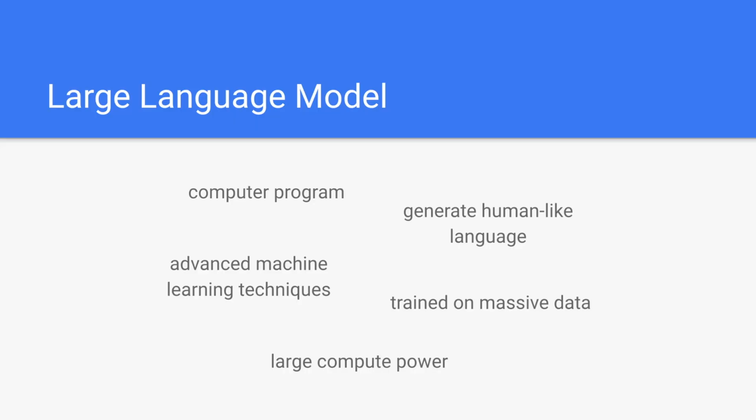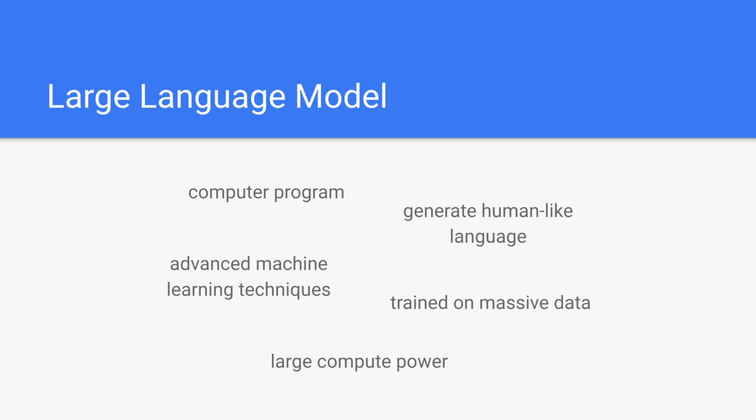What is a large language model? Simply put, a large language model is a type of computer program. It's a sophisticated piece of software that uses advanced machine learning techniques to understand and generate human-like text. Large language models have been trained on trillions of words over several months and with large amounts of compute power.